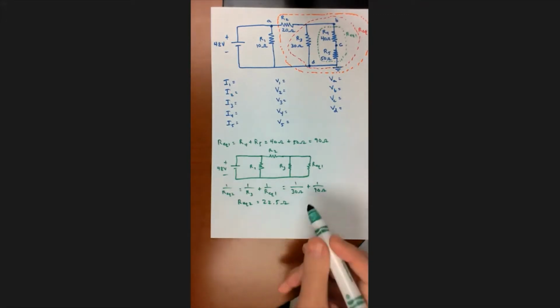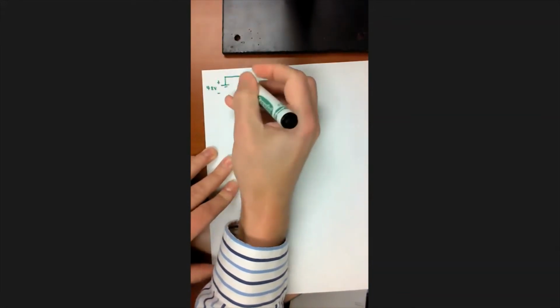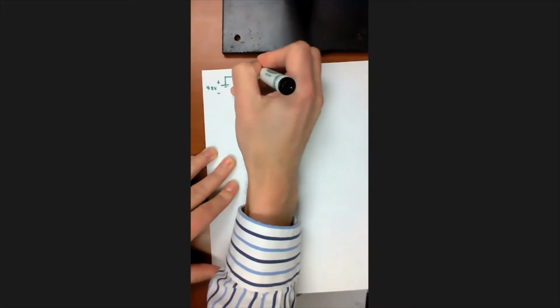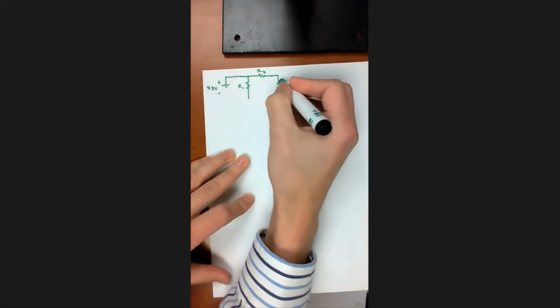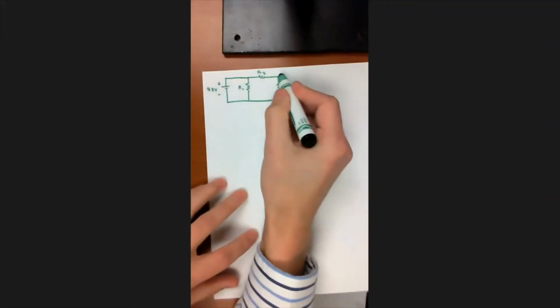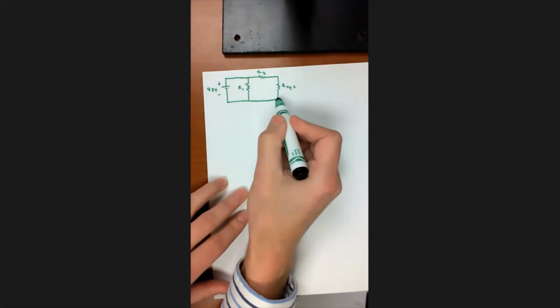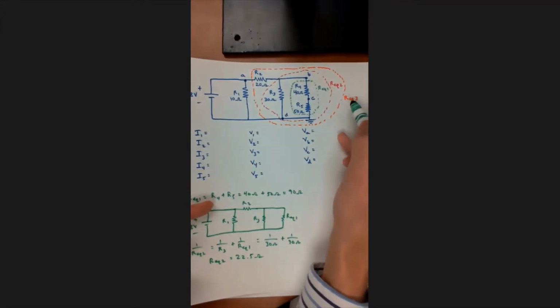So now I'm going to redraw the circuit that is simplified by combining these two. So now my circuit looks like this. Here's R1, here's R2. And now I've combined R3 and R equivalent 1 into a single resistor, which I call R equivalent 2. Okay, so it's looking a lot simpler. But now I see that these two are in series. Any current that goes through here must go through here.